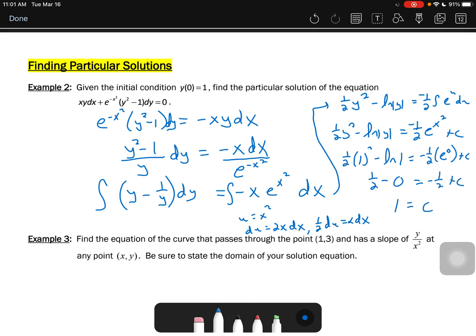So my particular solution then, I know that c is 1, so I'm just going to go right back up to this step right here. C was 1, so I can say plus 1. That would be my particular solution for this equation.